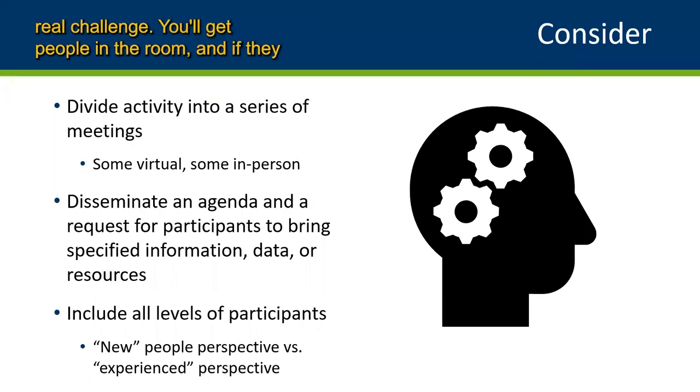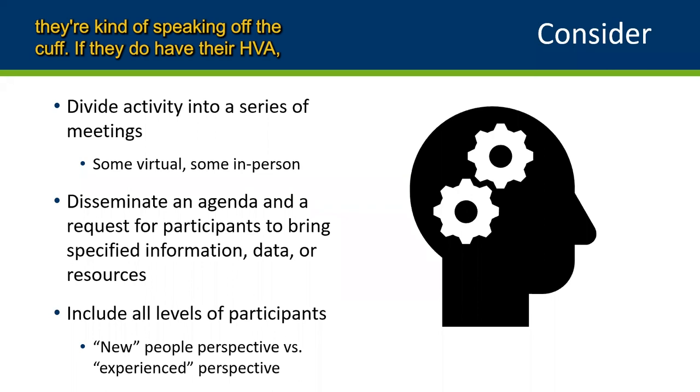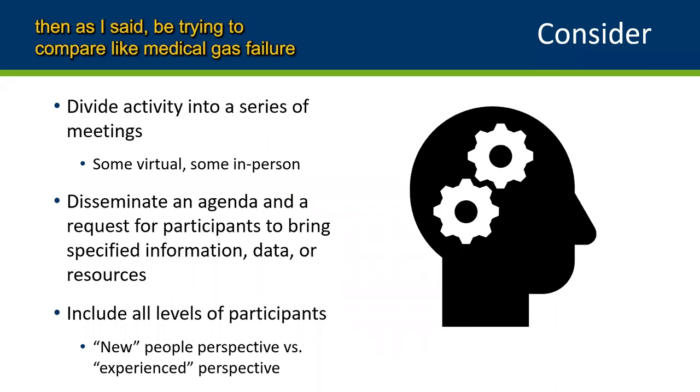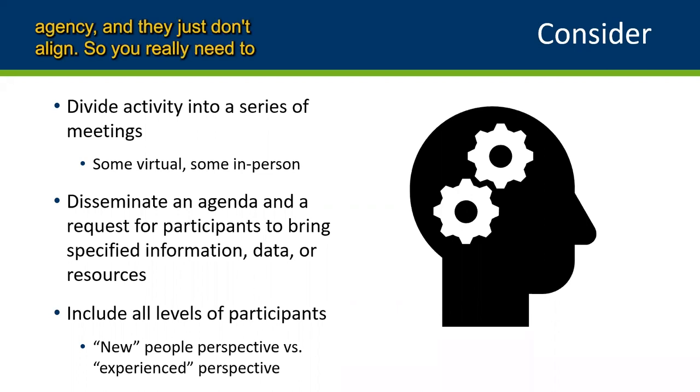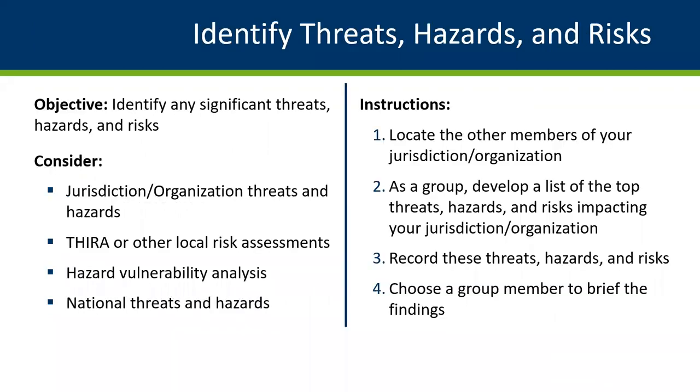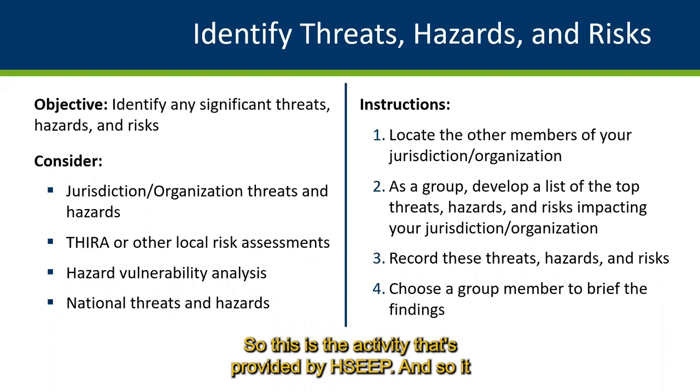This is a real challenge. You'll get people in the room, and if they don't have their vulnerability assessment with them, then they're kind of speaking off the cuff. If they do have their HVA or their risk assessment with them, unfortunately, you may then, as I said, be trying to compare like medical gas failure for a hospital with active shooter for a public health agency, and they just don't align. So you really need to have some conversation about why certain things are the threats, hazards, and risks to the jurisdiction or organization.